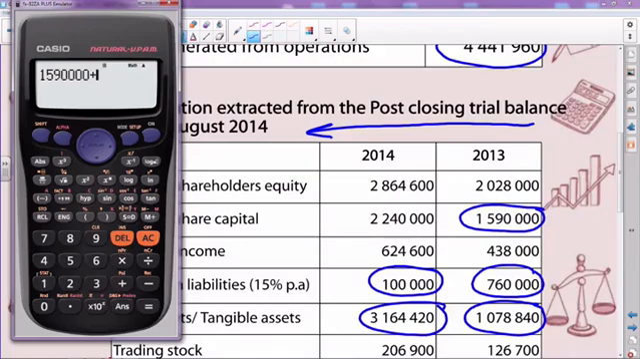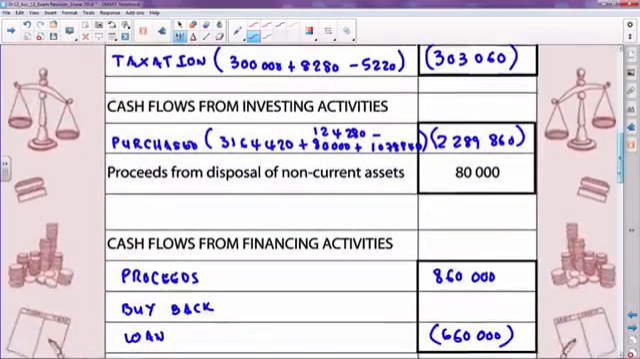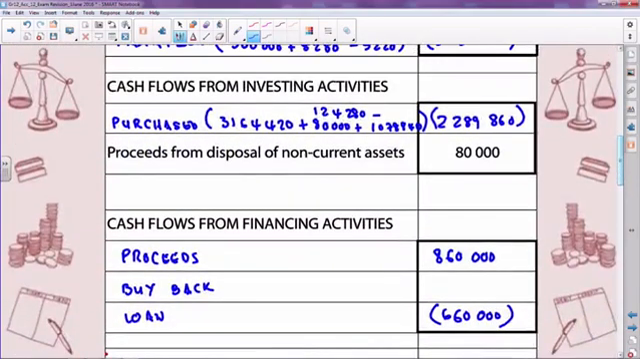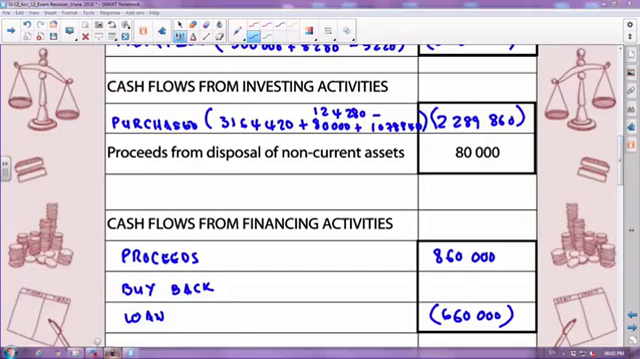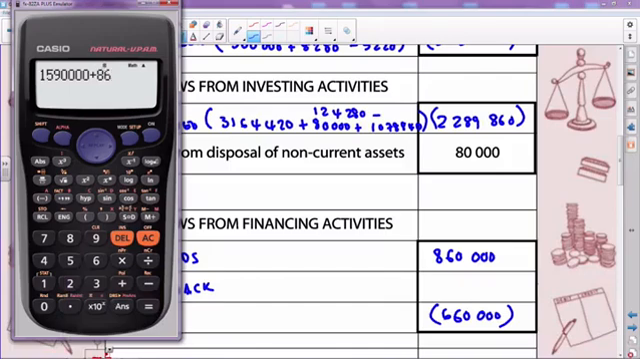Did we sell more shares during the year? Let's check, because in our question, we've done something to that effect, where we sold more shares to the value of 860,000. Do you recall? Okay, so if we go back and we say, right, the new shares that were processed and sold to the value of 860,000, let's add that. This will give you a figure of 2,450,000.